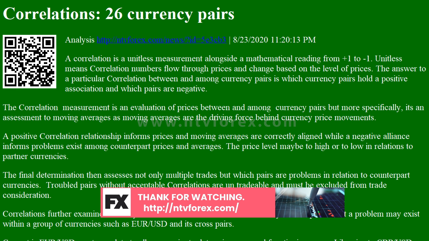GBP NZD vs EUR NZD. GBP NZD shortest term is slightly overbought but deeply oversold just past its 10-year average. EUR NZD is overbought shortest term and overbought past its 10-year average.